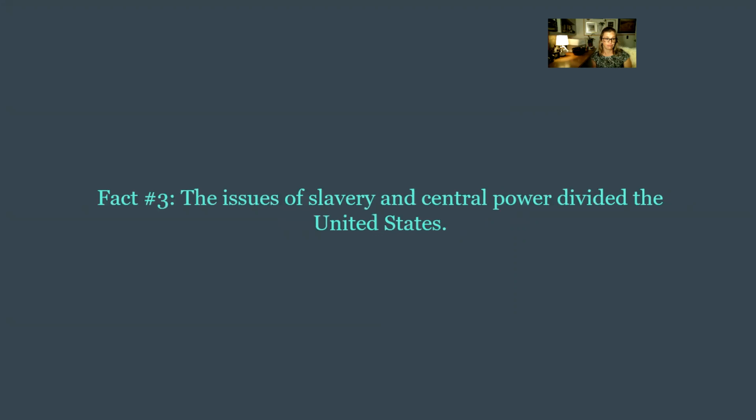Fact number three, the issues of slavery and central power divided the United States. So slavery was the central issue, but this question of central power means federal power, federal oversight, meaning the central authority of Washington, Congress, the presidency, etc., versus the distribution of power among the states. This becomes a significantly complex and heated issue. The states' authority to rule themselves.